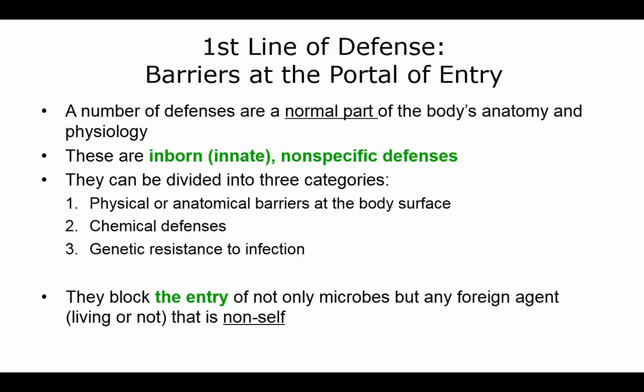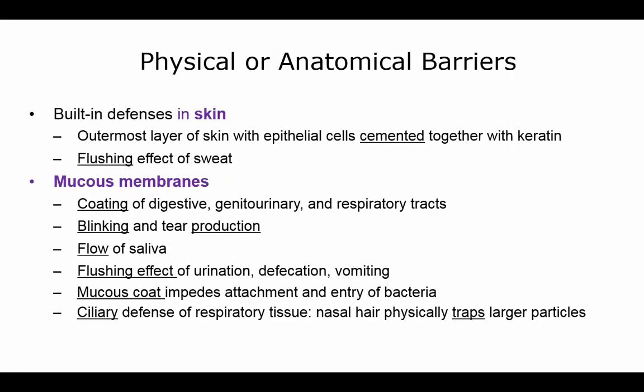Okay, so you have the actual physical anatomical barriers of the body, the chemical defenses that are a part of those barriers, and then we also include genetic resistance in this line of defense. And so the goal of this is to block the entry of microbes as well as any other foreign agent that could be detrimental to your body. So we call these self cells versus foreign cells, right? So the goal of this first line of defense is not to block self cells, but to block foreign cells. So anything that is not of you should not be allowed to get in.